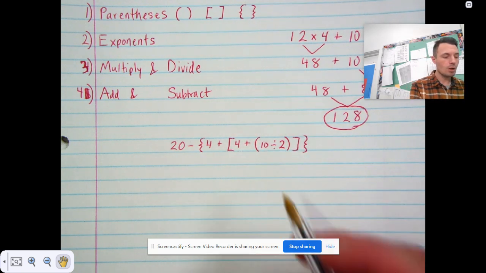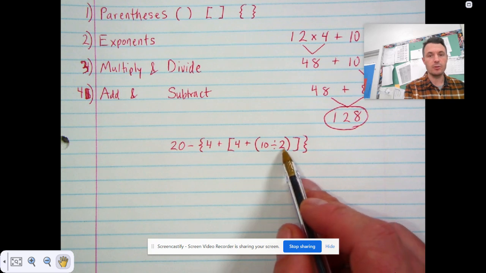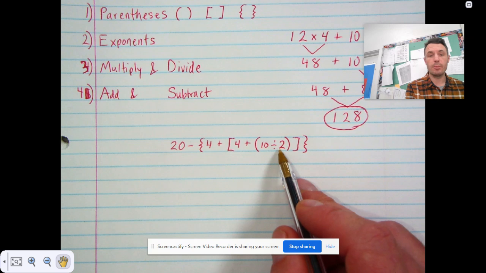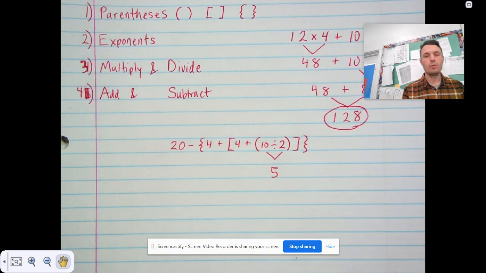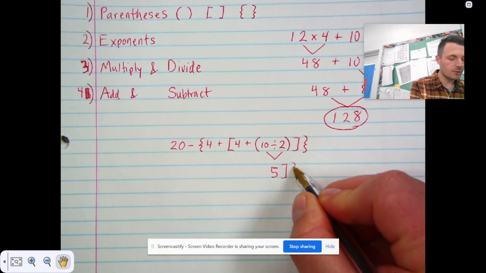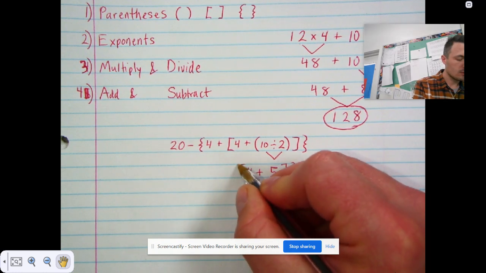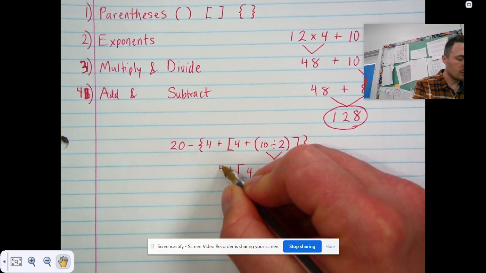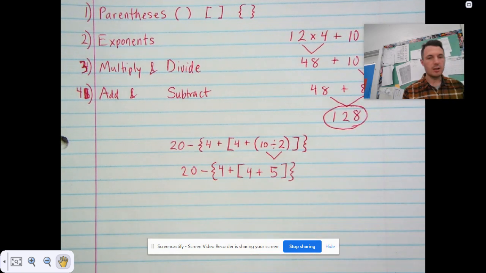So the first thing we see here that we need to do is the 10 divided by 2, because that's what's in regular parentheses. And we just solved that part of the problem. 10 divided by 2 is 5. The rest of the problem, we just bring down around it. See how I'm just bringing it all down? I just bring it all down around it.